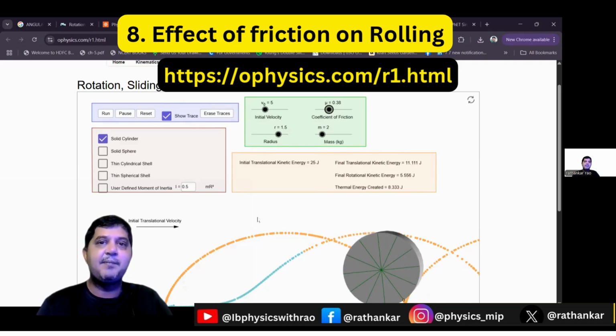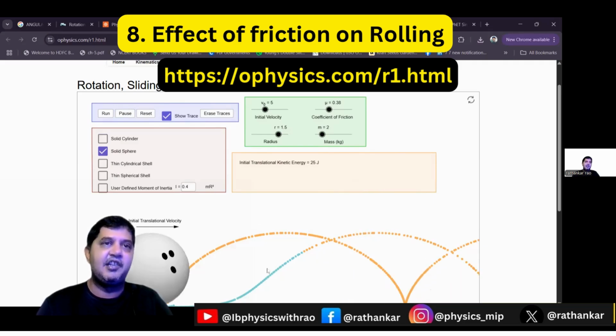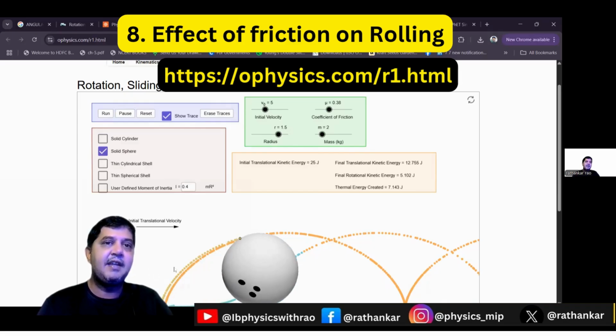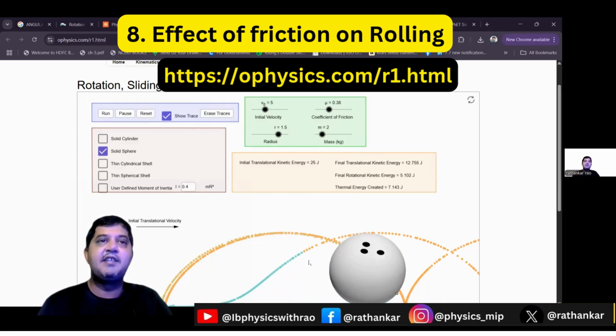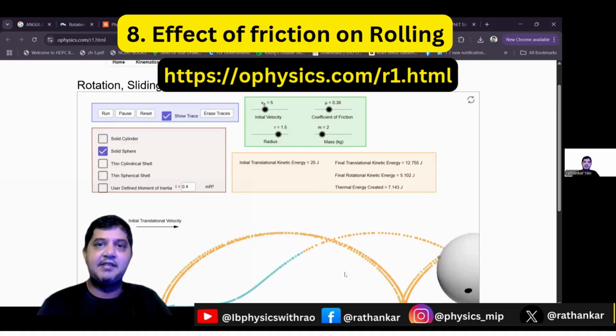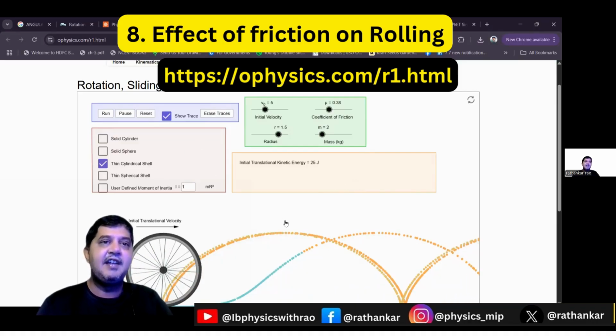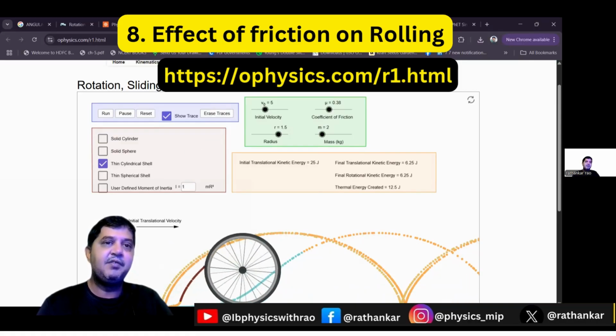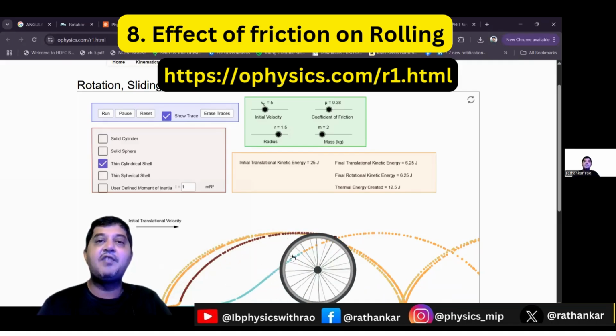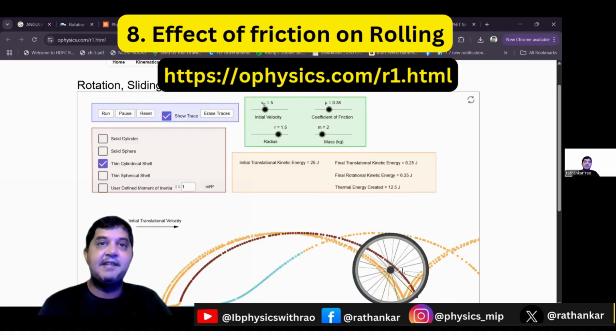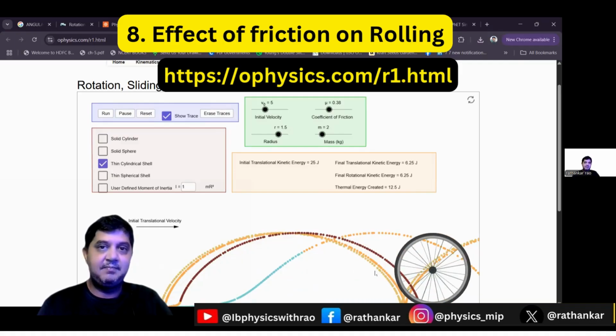Now, let us say, for example, instead of this one, I create a solid sphere. Now, where does it start rolling? It starts rolling from here itself, right? If I use a thin cylindrical shell, now you see, it slides for a moment and only after that it starts rolling over here, which means it needs a lot of friction, right?